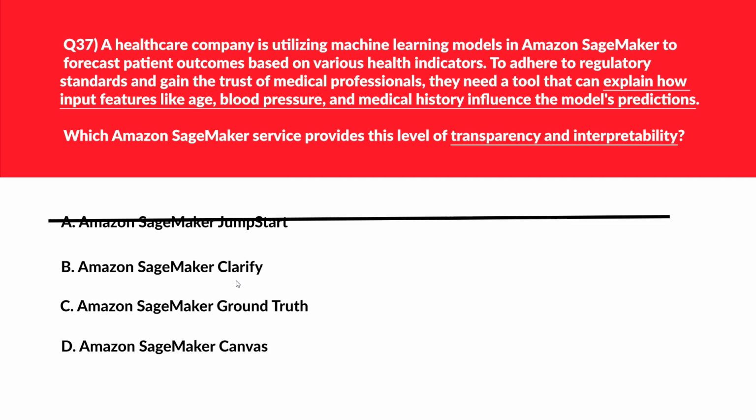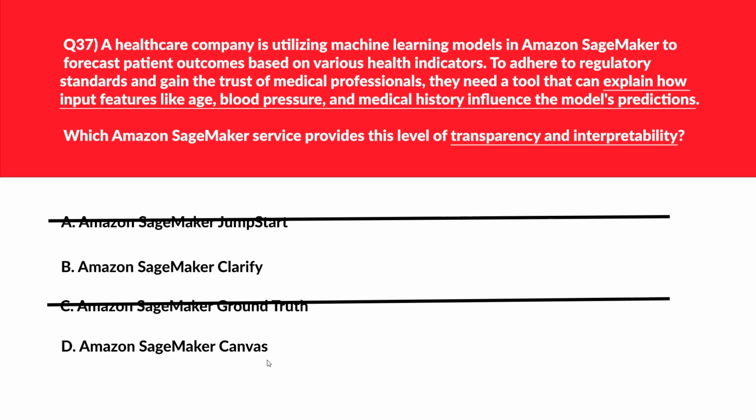B says Amazon SageMaker Clarify. Amazon SageMaker Clarify helps in understanding and explaining the contribution of input features to the model's prediction, ensuring transparency and compliance. We'll park this option. Let's move to option C. C says Amazon SageMaker Ground Truth. Amazon SageMaker Ground Truth is designed for data labeling and not for explaining model predictions. Therefore incorrect. Let's move to option D now.